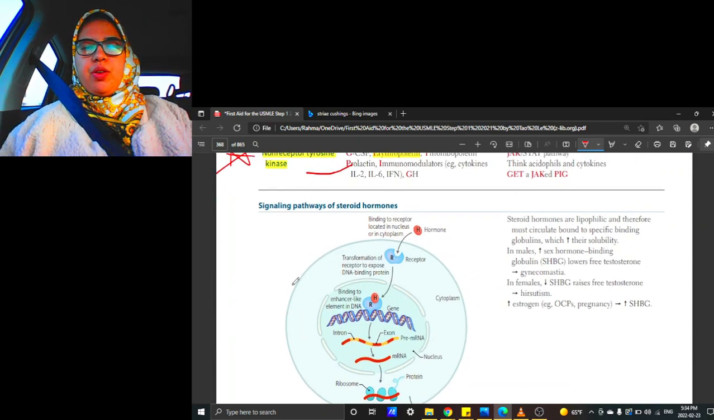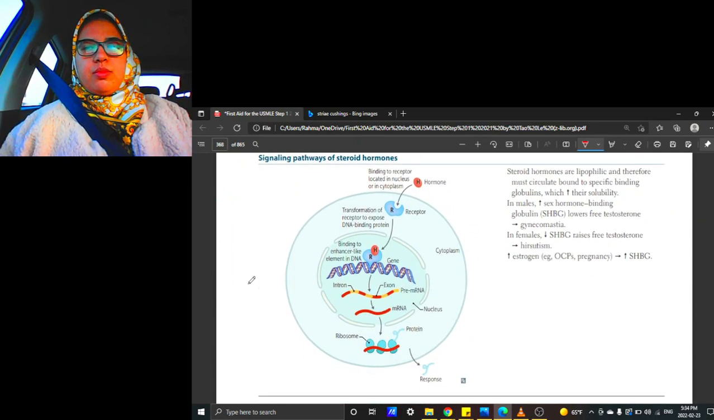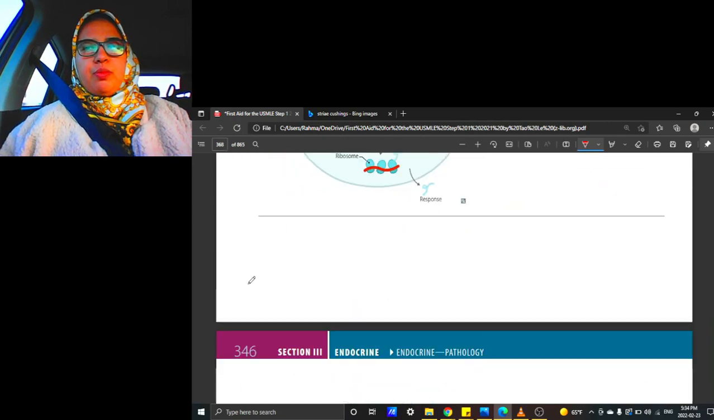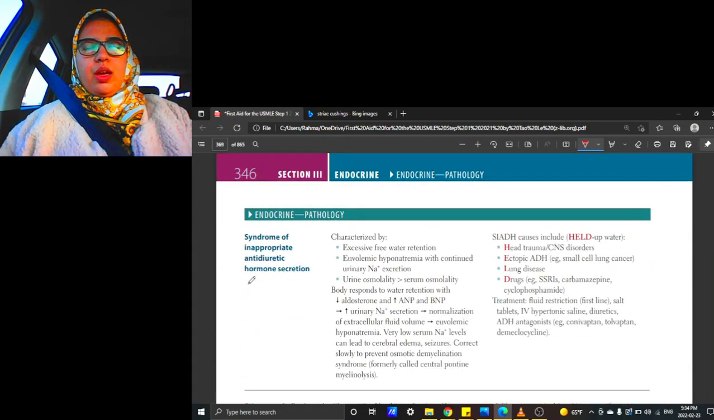Signaling pathway of steroid hormones. Again, this is also not that important. We're trying to just get through the most high-yield things here.